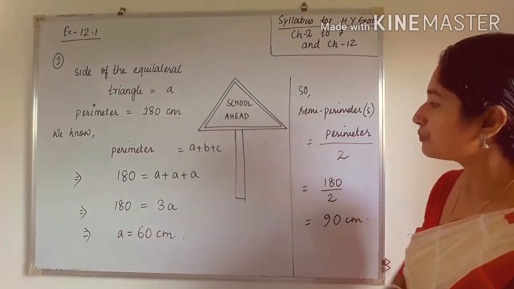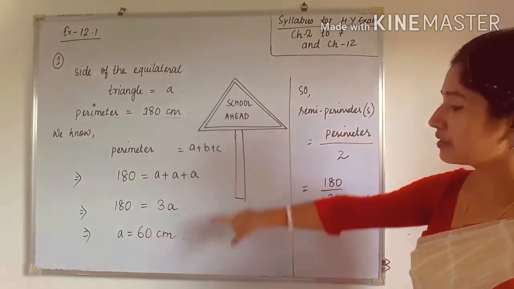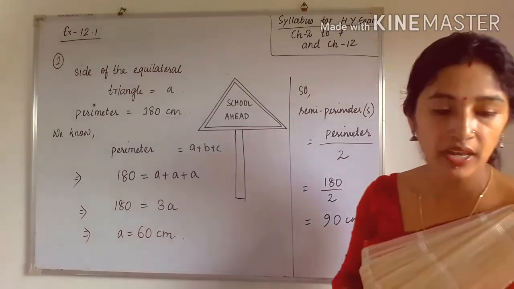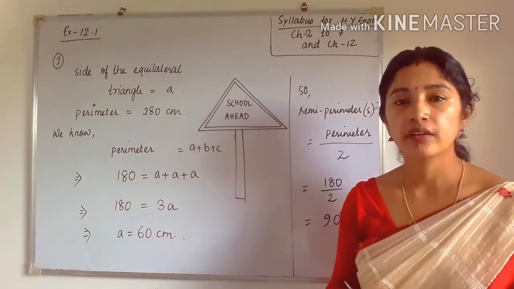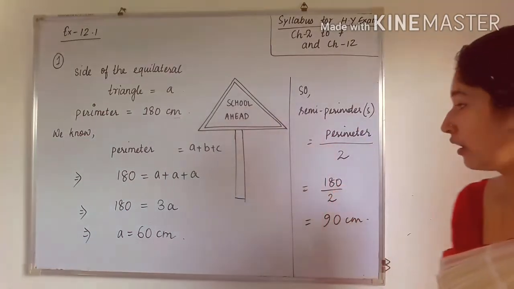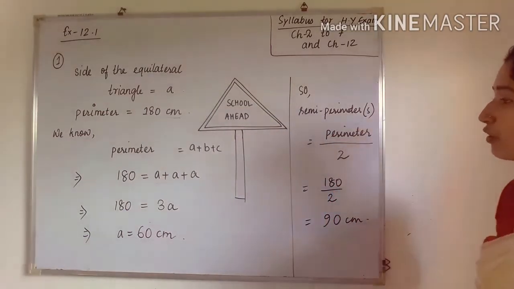That means each side of this triangle is 60 centimeter. So we have to apply Heron's formula, because it is already written in the question that we have to apply Heron's formula and find the area of the triangle.